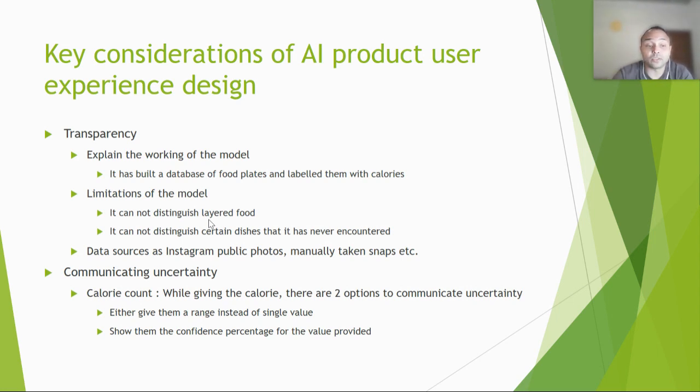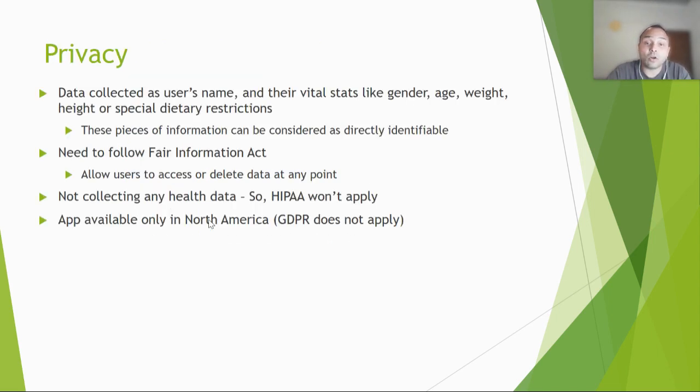And then this uncertainty. I mean, obviously, the model will not be accurate most of the time. So, in order for me to communicate the uncertainty with the model, I can either give them a range of the calories that this food plate could potentially have, or I could say the confidence percentage of the value provided by the model.